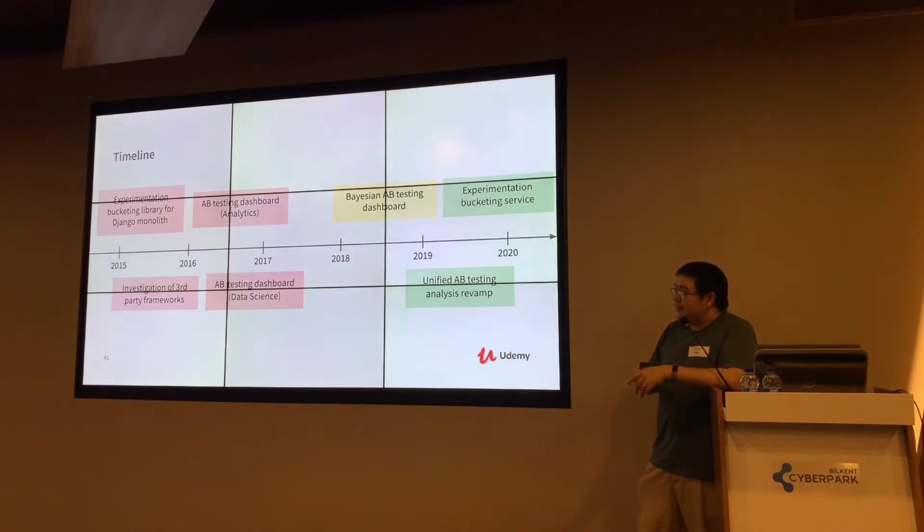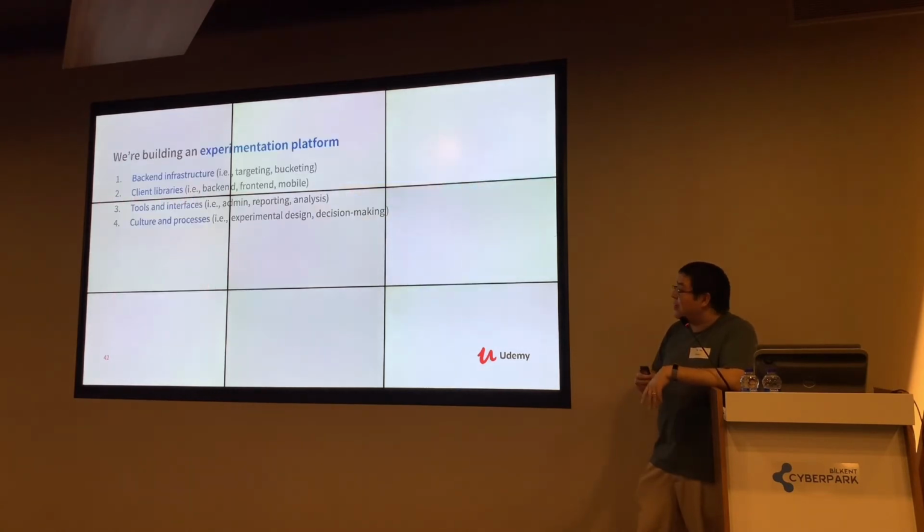And more recently, in 2018, we unified a lot of these analysis methods into something that we call the Bayesian or probabilistic A/B testing framework. And now what we're doing is we're, again, revamping the way that we're thinking about A/B testing to deal with some of the problems that I mentioned earlier, as well as changing a lot of our underlying infrastructure around bucketing. We're moving from an A/B testing platform that was really baked into the Django monolith that we were supporting before to an independent experimentation bucketing service.